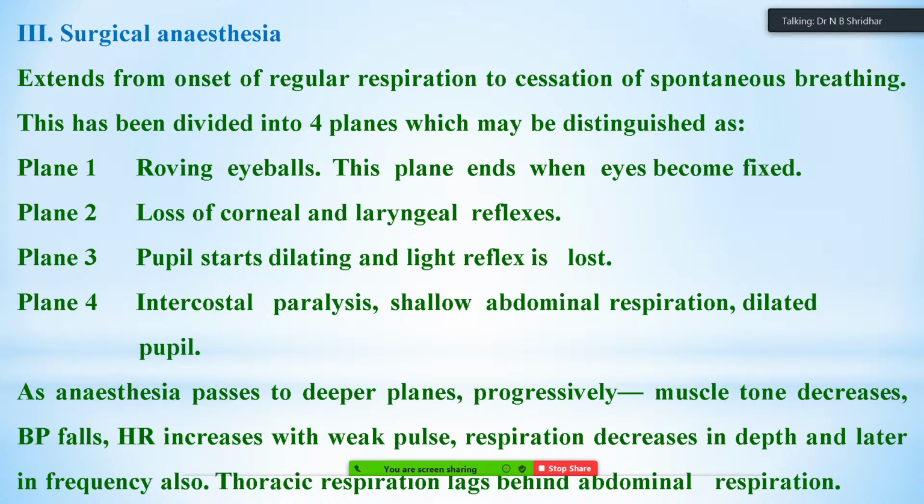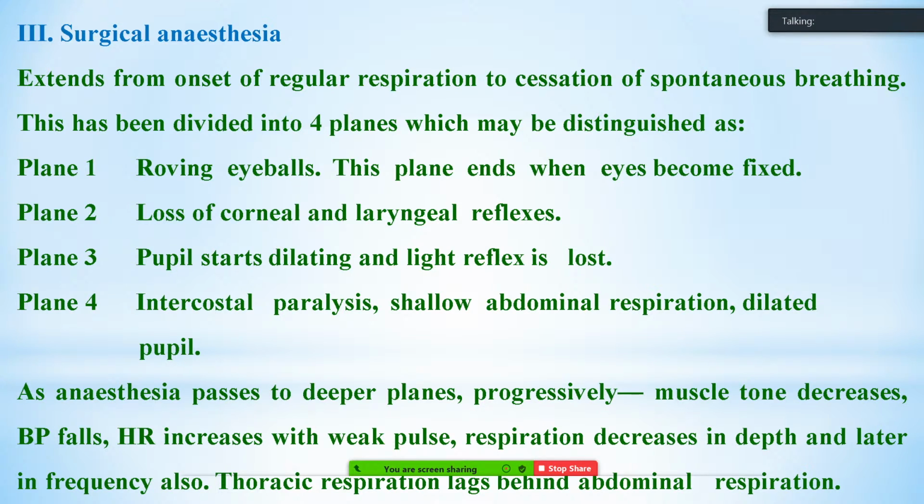In plane 3, the pupil starts dilating and the light reflex is totally lost. So even if you put a torch light, pupillary constriction will not be seen in the patient. Whereas plane 4 is the paralysis of the intercostal muscles, and shallow abdominal respiration will be seen, because usually the respiration is abdominal type, but it will be very shallow, and pupillary dilatation will be seen.